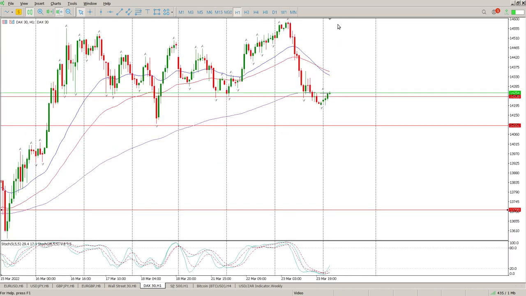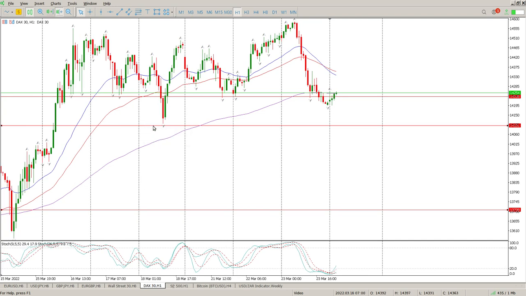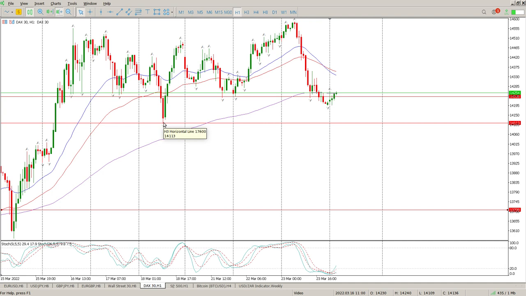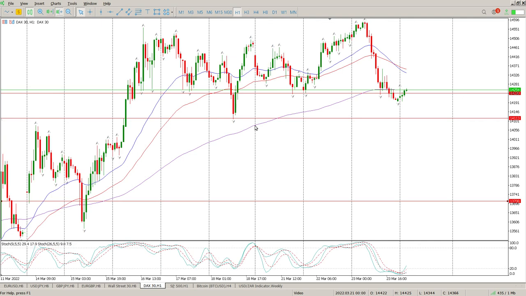But let's just check on the hour, and you can see the importance of the level that we've broken through, and then obviously we've just got this last swing low. Just want to adjust it to on the bar. So that is 14,113. That's the exact level we need to pay attention to.